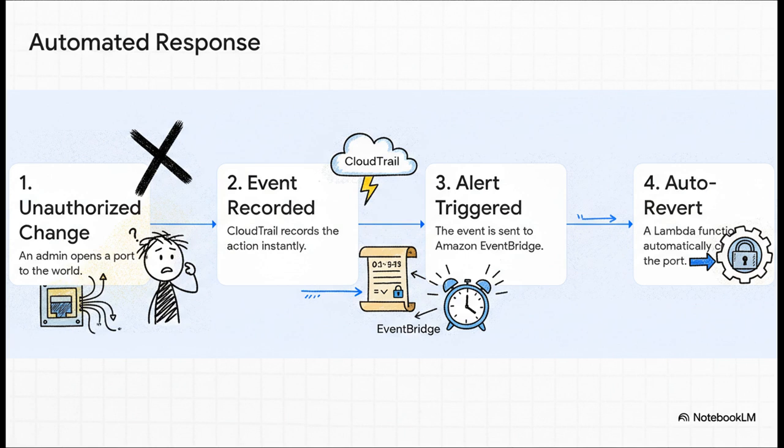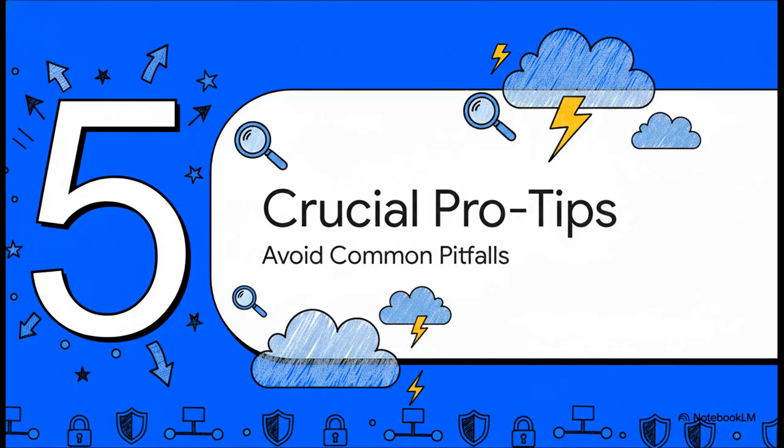Step 2, CloudTrail sees this happen and records the event instantly. Step 3, that event gets sent over to another service called Amazon EventBridge, which is basically a big event router. And step 4, EventBridge triggers a little piece of code, a Lambda function, that automatically closes that port. The whole thing happens in seconds. The vulnerability is fixed before a human even knows it existed. That is awesome.